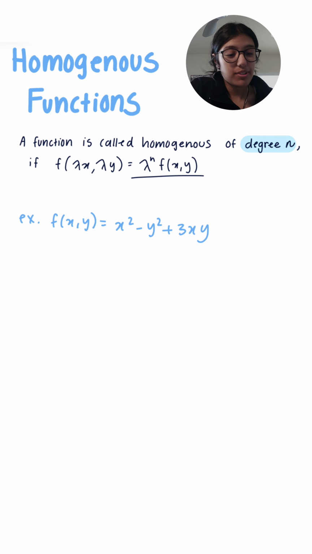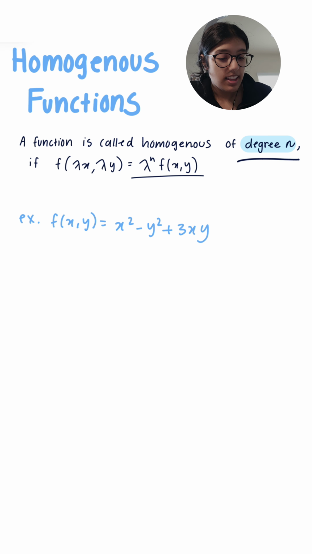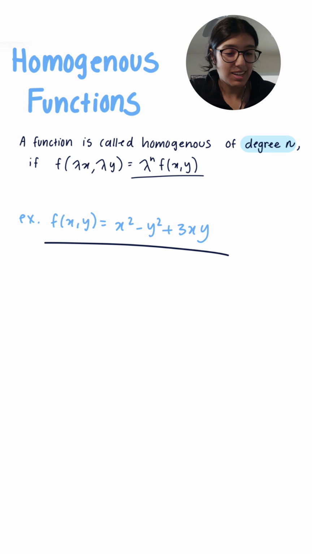Hey guys, today we're going to be taking a look at what homogeneous functions are, and first let's start off with a definition. The definition of a homogeneous function is: a function is called homogeneous of degree n if f of lambda x comma lambda y is equal to lambda to the n times f of x comma y. Now this might not make sense at first, but I promise you it will start to make sense as soon as we're done with this example.